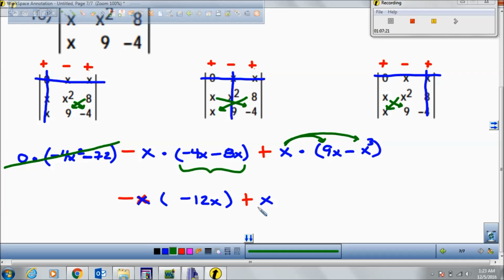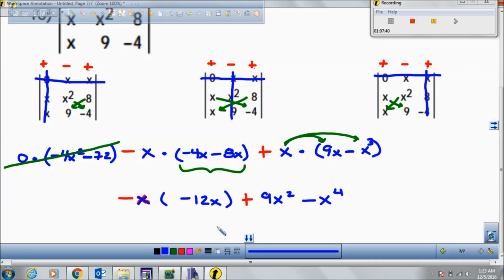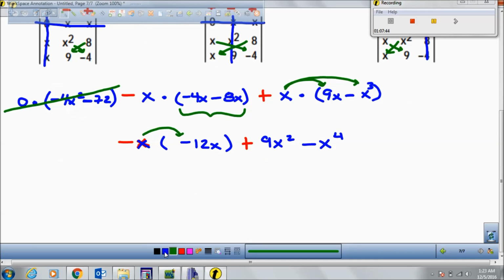They're not like terms, so you can distribute the x, the positive x, times this 2. X times 9x squared, I told you the answer. X times 9x, 9x squared. X times negative x to the third, negative x to the fourth. You add the exponents. And then over here, in the next step, we can multiply these two terms. X times negative x times negative 12x, positive 12x squared, plus 9x squared minus x to the fourth.